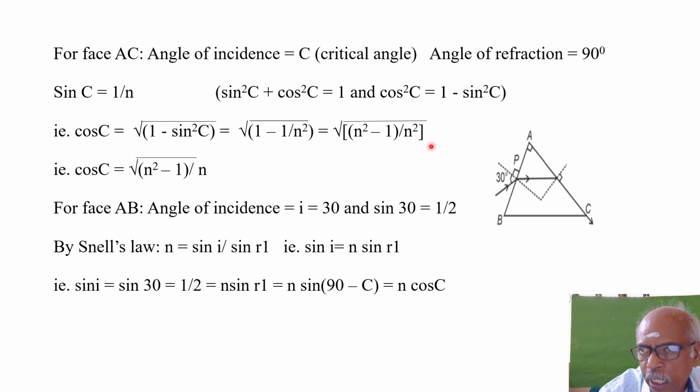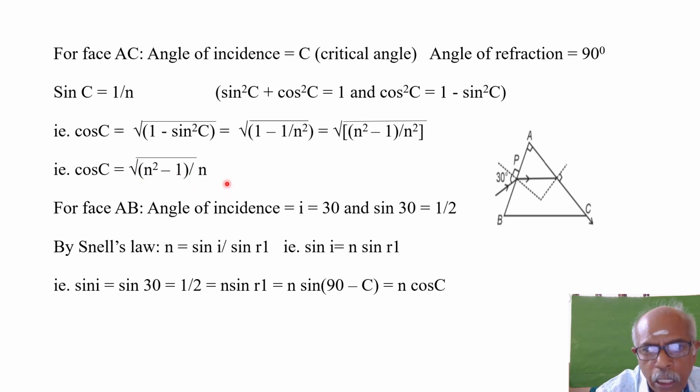If we take n square common, what will come on top? n square minus 1. n square minus 1 divided by n square. So I have put a bigger bracket here, everything is inside the square root. So if this n square is taken out of the square root, you will get cos C is equal to square root of n square minus 1 divided by n. Only the n square minus 1 is under the square root, and n is in the denominator.